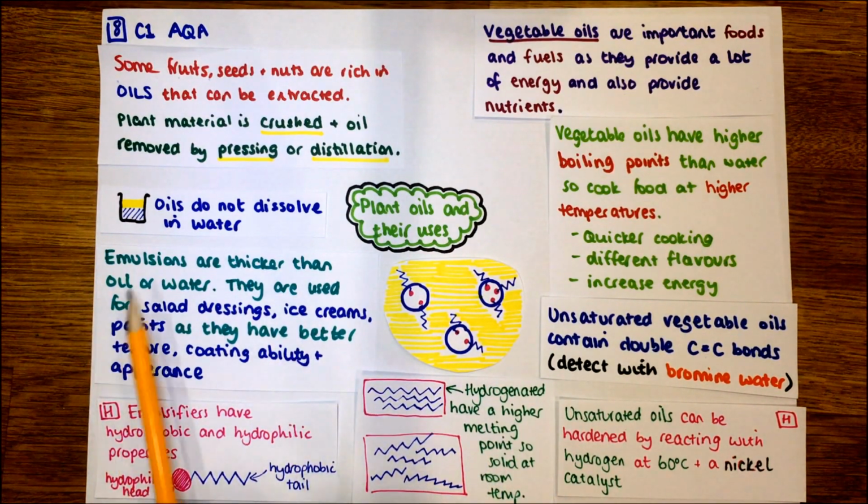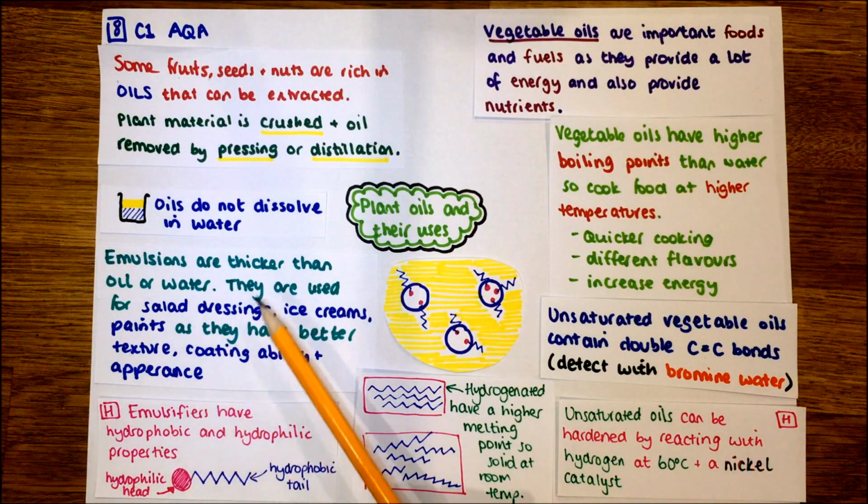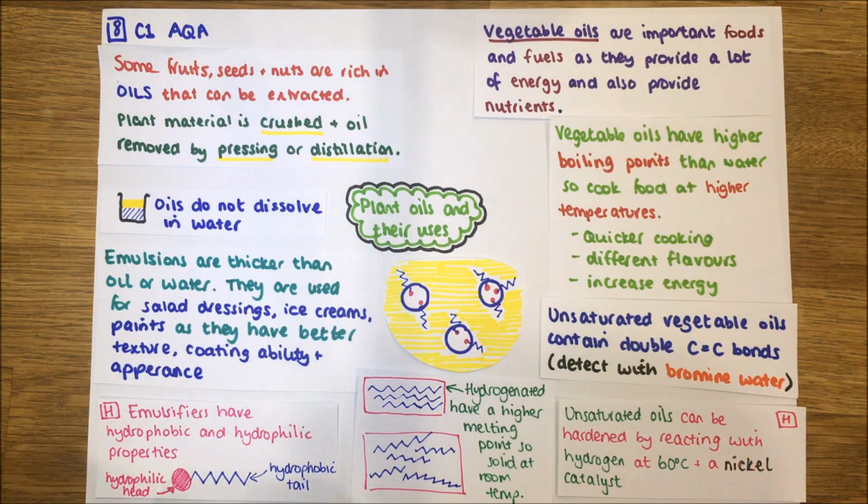Then we finally looked at emulsions, so the fact that the oil and water doesn't mix. By adding an emulsifier, we tie them together with that hydrophilic head and the hydrophobic tail, tying together the oil and water, so we get a thicker solution used for salad dressings, ice creams and paints. So that's the end of C1, part 8.